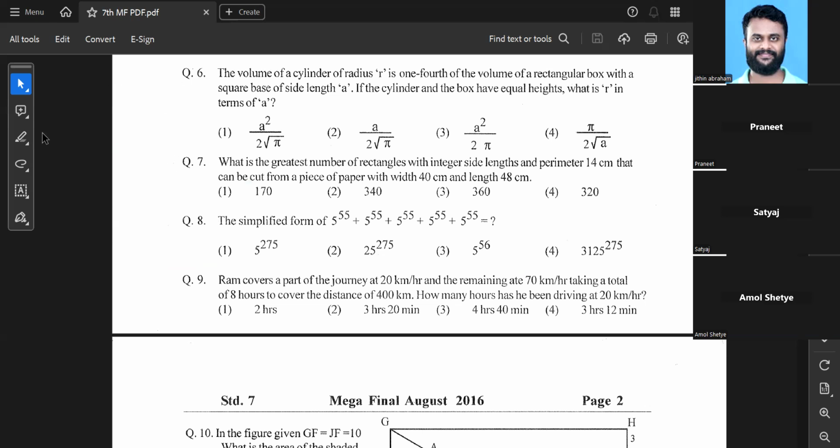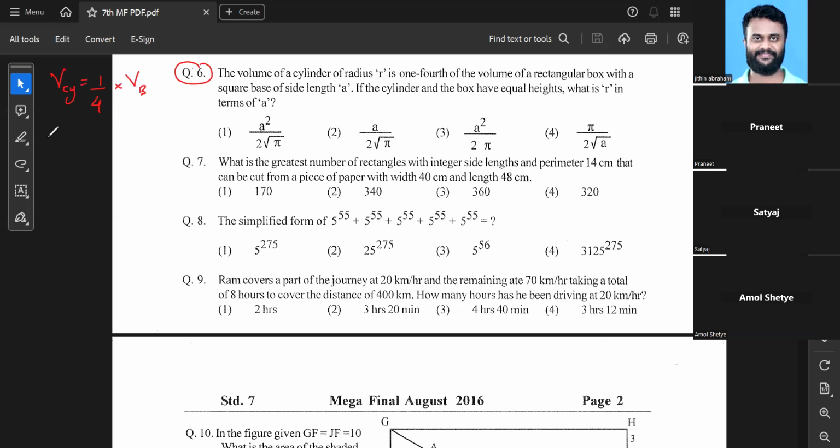Let's go for the sixth one. The volume of a cylinder of radius r is 1/4 the volume of a rectangular box with square base of side length a. The cylinder and the box have equal heights. What is r in terms of a? So first of all, their height is equal. Volume of cylinder is 1/4 times volume of the box.